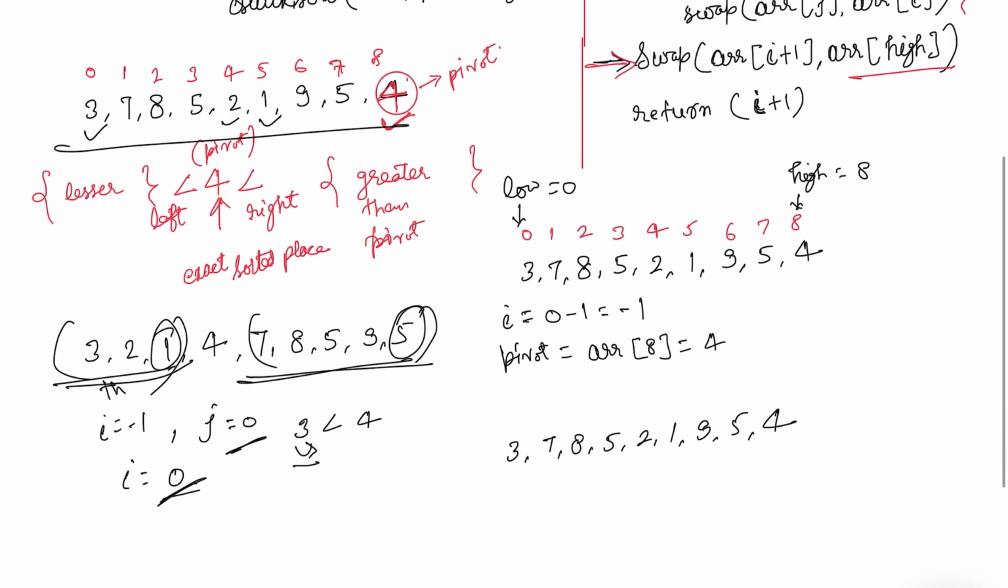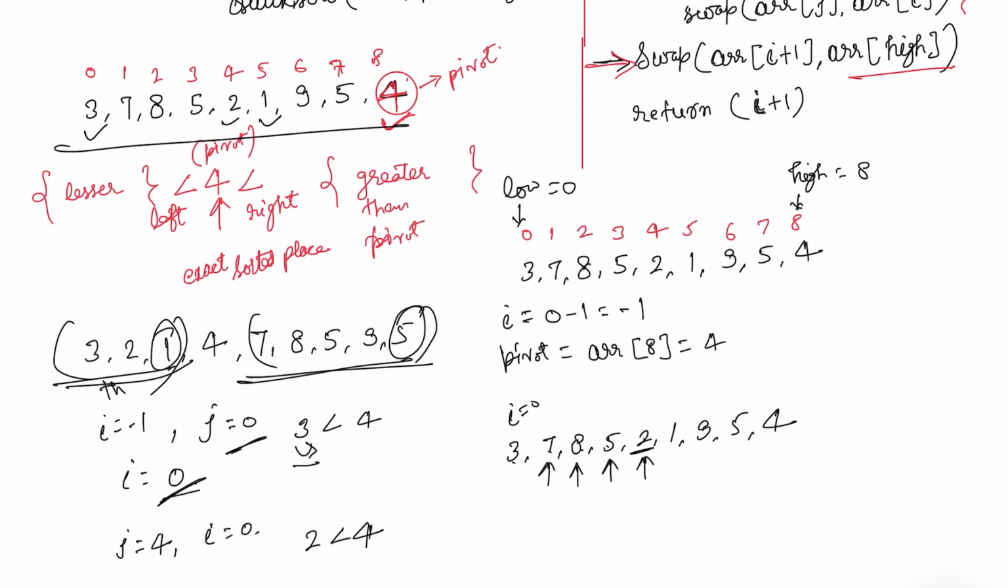Now j will go to this 7, j equal to 1, this 7 is at position 1. 7 is less than 4, no, so nothing we have to do. 8 is less than 4, no. 5 is less than 4, no. i is still pointing here, you just remember. Now j will go to this 2. 2 is less than 4, yes. So what is j here? 0 1 2 3 4. j equal to 4, i is still 0, and here 2 is less than 4.